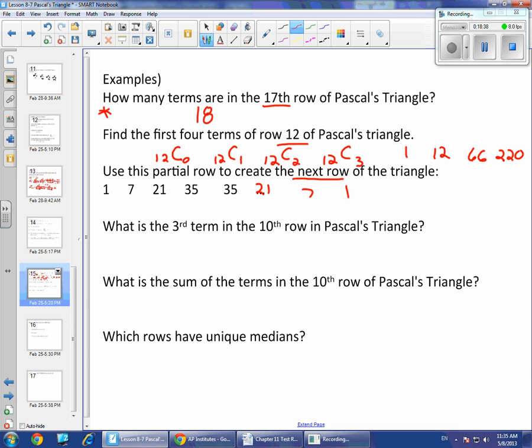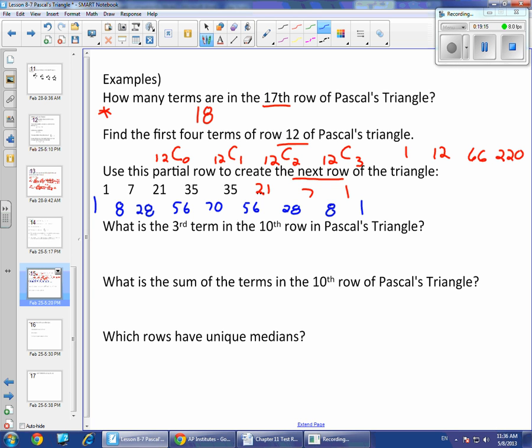Now, if I want to get the next row, I can just use one of the other patterns. To get the next row below, all I have to do is add the top 2 elements together. So 1 plus 7 is 8. 7 plus 21 is 28. 21 plus 35 is 56. 35 plus 35 is 70. This is 56 again. This is 28 again. This is 8. So I'm just using that property of Pascal's triangle. And then I also know the first and the last element are 1s, so you can pretty easily fill out the next one.